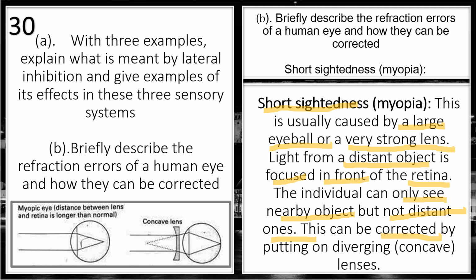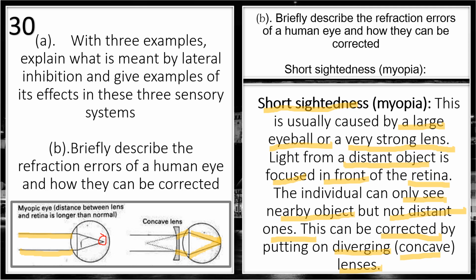This can be corrected by putting on a diverging, or what we call a concave, lens. So when light rays are coming from very far away, they can be diverged, and when they are diverged, they can be focused on the retina by use of a diverging lens. If you don't use a diverging lens, they are going to be focused in front of the retina.